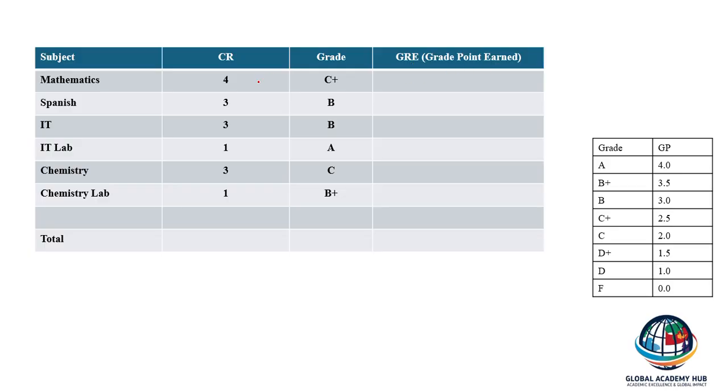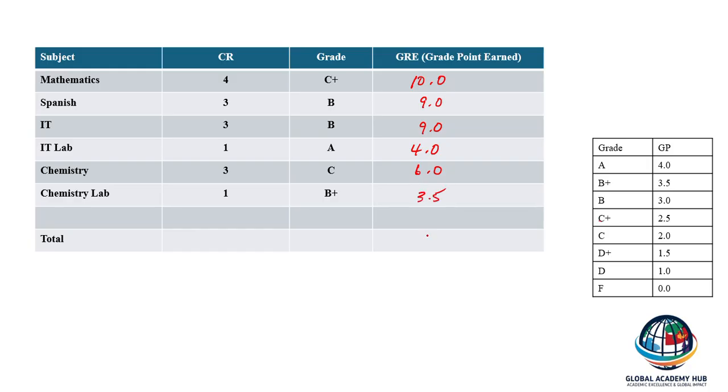And this is going to be 4 times 2.5. Why 2.5? C plus is a 2.5. You took it 4 times. This is 10.0. Here is 9.0. Here you got an A, but this is only 1 credit hour. So this is 1 times 4.0. This is 3 times 2, so this is 6.0. And this is 1 times B plus, which is a 3.5, so this is 3.5.